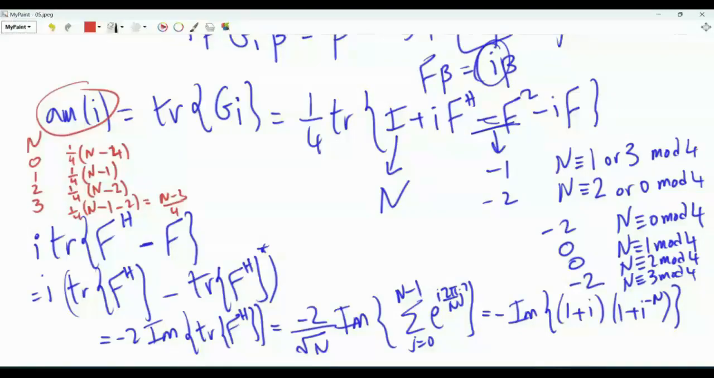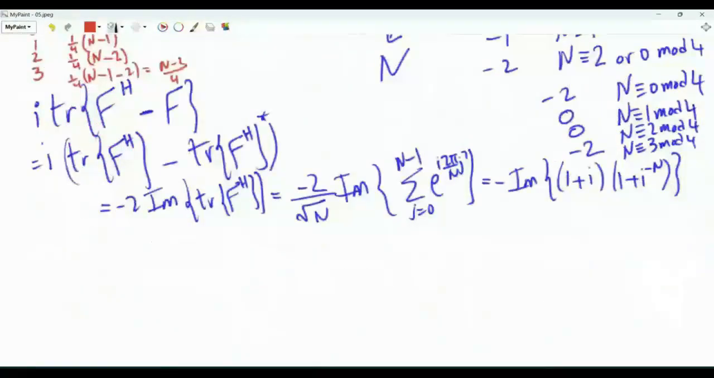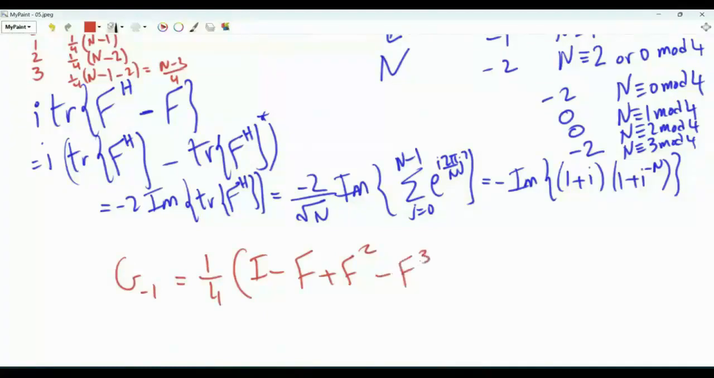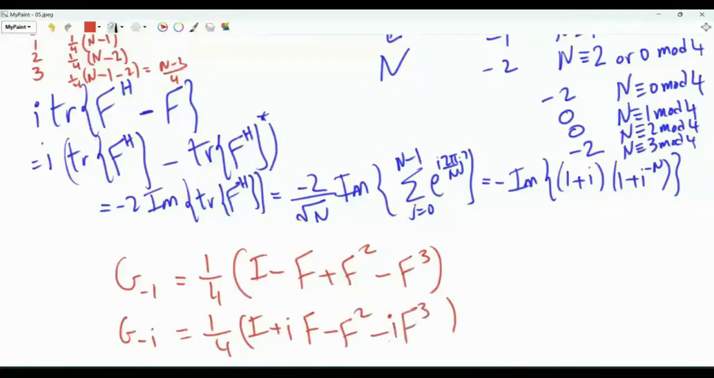It is a nice exercise to do the same for the remaining two eigenvalues, -1 and -I. For -1, you can use the matrix 1/4, and then we have identity minus F plus F squared minus F cubed. And for the eigenvalue -I, the matrix is 1/4, and the four matrices that we add together are identity plus I times F minus F squared minus I times F cubed.